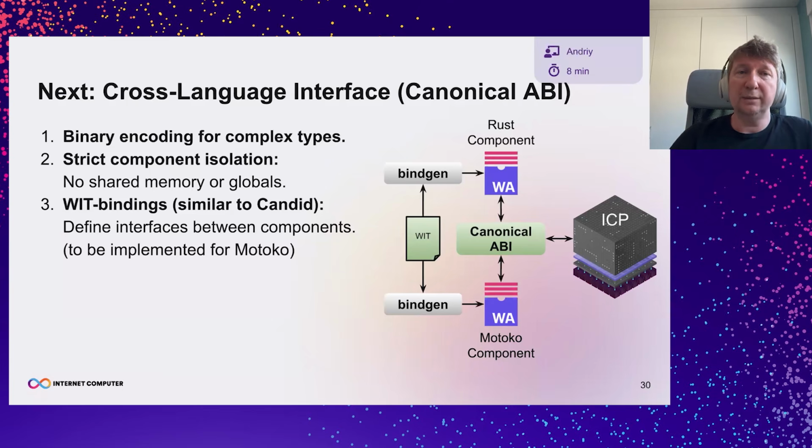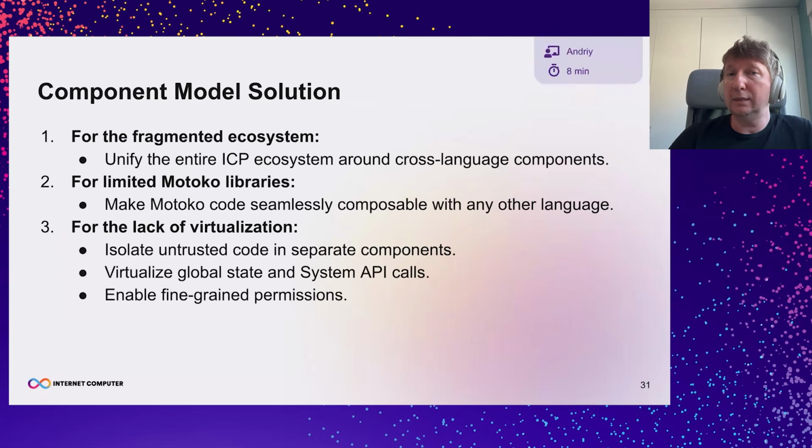On the next slide, please, let's see how the component model solves the challenges we discussed earlier. First, it brings unification. It allows us to build cross-language canisters so we can mix and match Motoko and Rust components. This ends the ecosystem fragmentation. Second, Motoko developers get access to the huge world of Rust libraries, which greatly expands what they can do. Finally, it delivers security through virtualization. By design, components are fully isolated, and we gain the ability for one component to securely manage and control another.